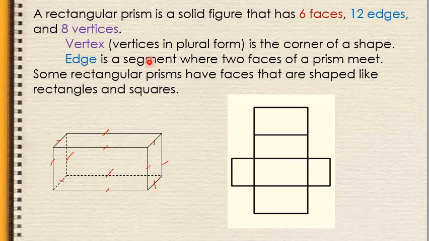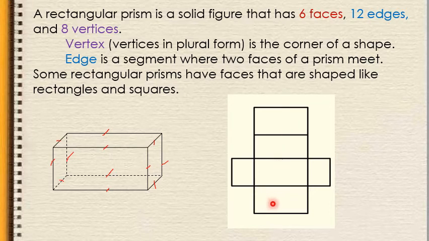So, an edge is a segment where two faces of a prism meet. Nasabi ko na yan kanina. Some rectangular prisms have faces that are shaped like rectangles and squares. So, itong nasa kanang side naman na figure, ito yung tinatawag natin, children, na net of a rectangular prism. Pag sinabi nating net, itong rectangular prism ito, kapag binuka natin, ganito ang magiging itsura. And when the parts of the net are folded together, makakabuo tayo ng rectangular prism na katulad nito. So, kung mapapansin mo, ilang flat surfaces ba meron tayo dito?